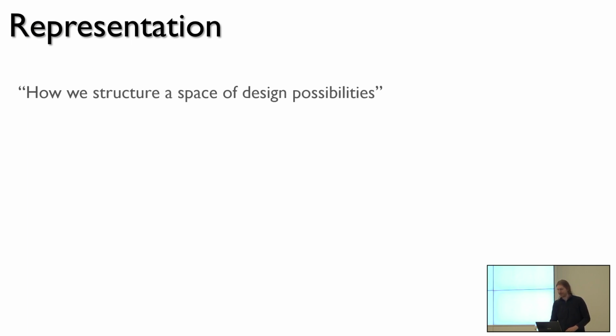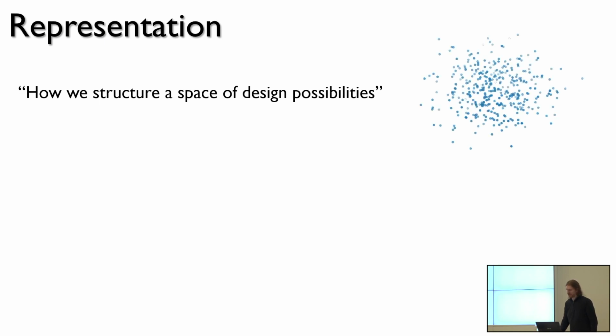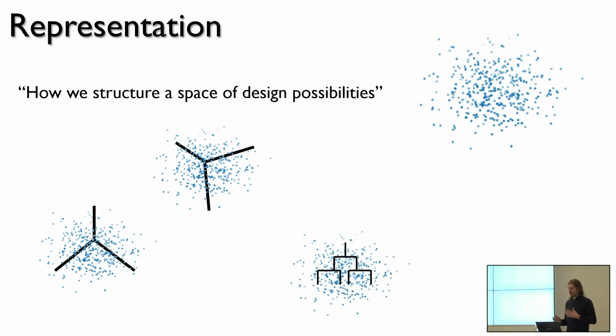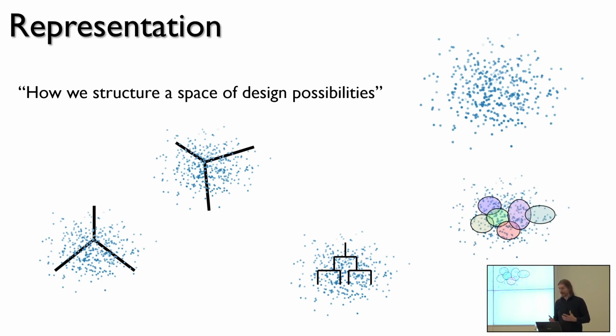So let's start out with what I mean by representation in design. In the most general sense, I take it to mean how we structure a space of design possibilities. If each dot in this cloud is like a possible design solution to some problem, we could organize it by, let's say, parametrizing solutions with various design axes. Or we could create some hierarchical decision tree to choose between options. Or maybe develop higher level descriptions that abstract away the low level details.